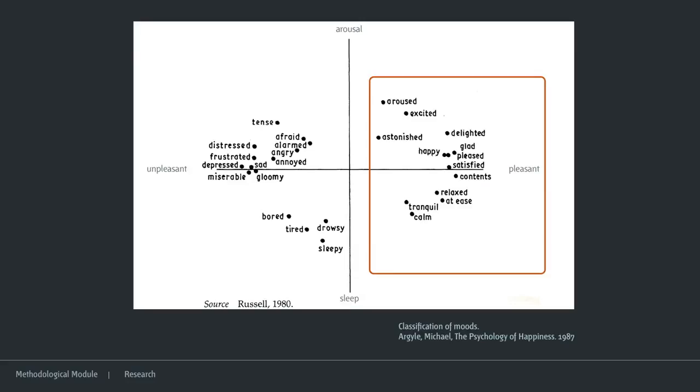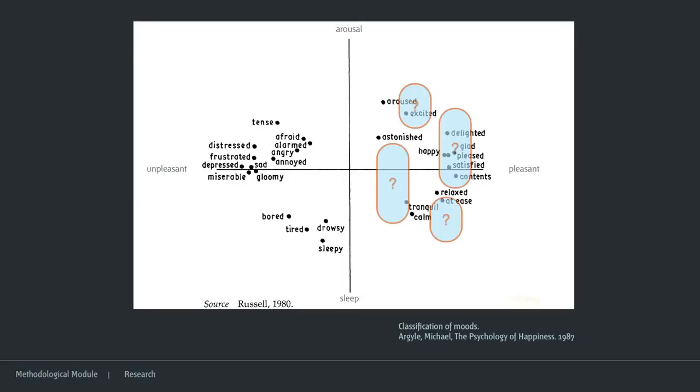So definitely what I want my project to be is on this right side. But the question is exactly where. Is it going to be on the aroused side, or is it going to be in the calm side? What kind of experience do I want? That's what I'm trying to discover right now.